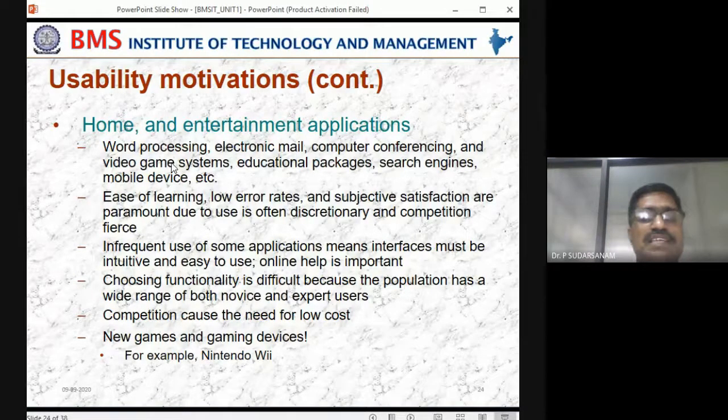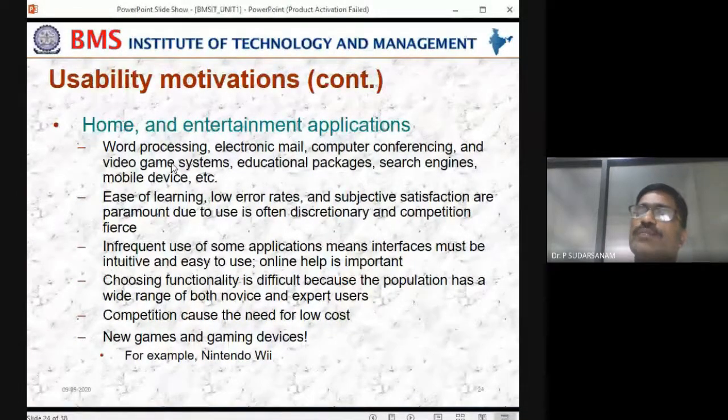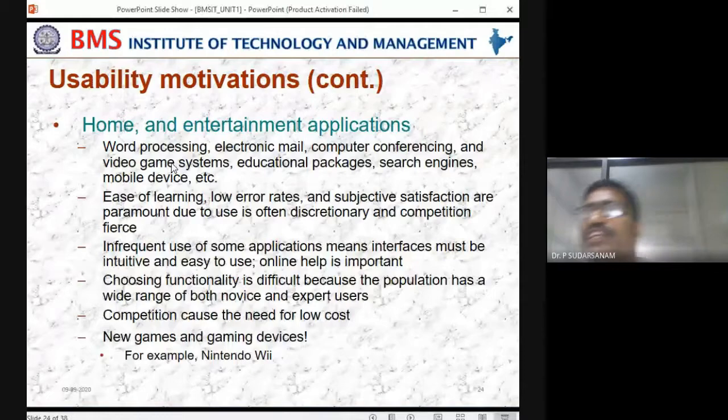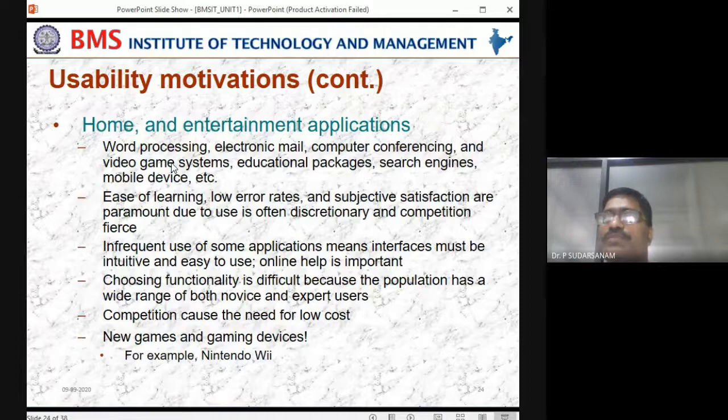Ease of learning, low error rates. If you are using this, automatically low error rates and subjective satisfaction are paramount. Once you learn by your own, you will have more satisfaction. When you have installed some software yourself, you get more satisfaction once you do some programs in it. You will feel that you have learned something, and you can enjoy that. That is what will be happening.